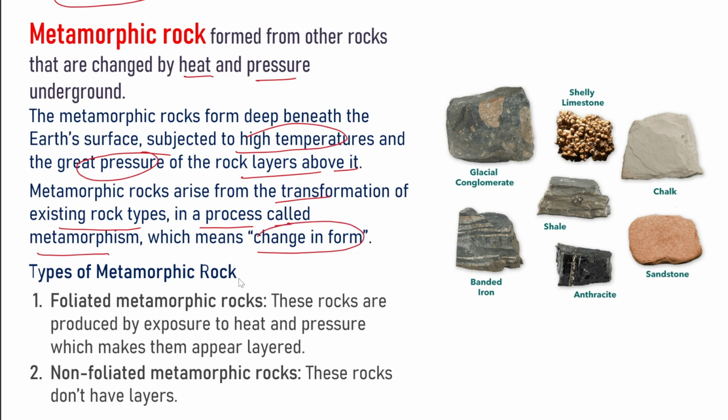These rocks can be of two types: foliated metamorphic rocks and non-foliated metamorphic rocks. Foliated metamorphic rocks are produced by exposure to heat and pressure, which makes them appear layered, while non-foliated metamorphic rocks don't have any layers. Here are some examples of metamorphic rocks like glacial conglomerates, shale, chalk, anthracite or sandstone, etc.